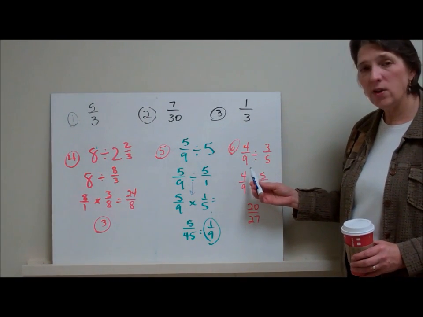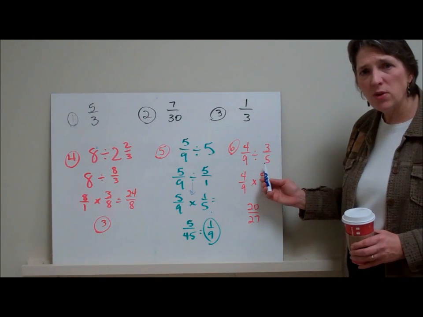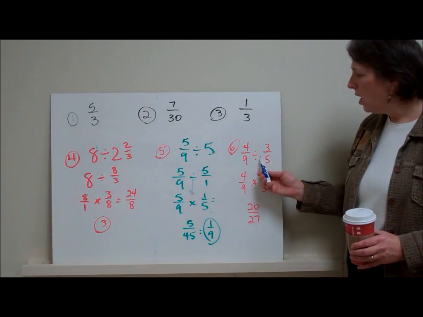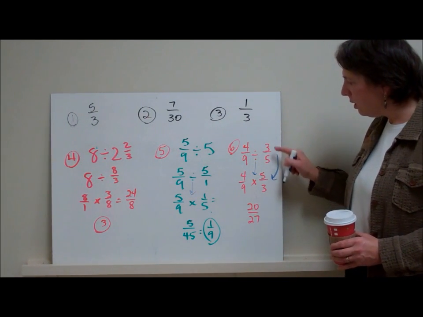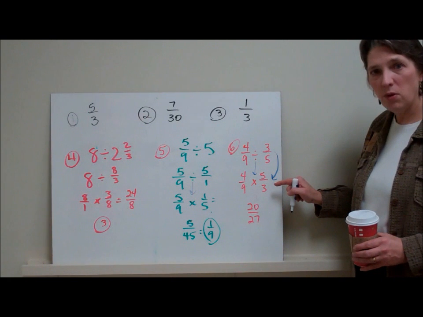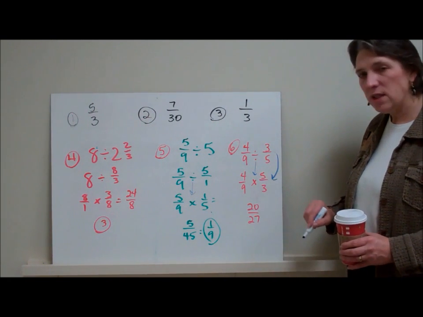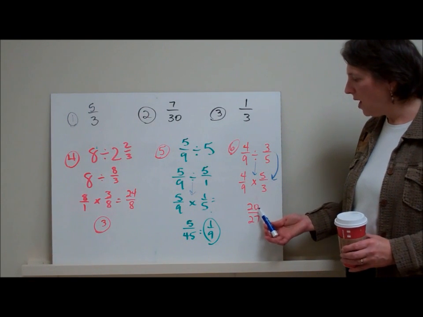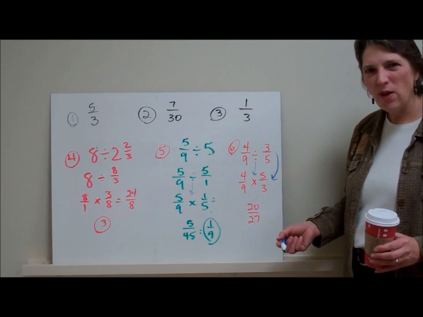Here it's just fractions. 4/9 divided by 3/5. There are no mixed numbers to change to improper fractions, so we change it to multiplication and take the reciprocal of the second number. Got that? Flip it. Then we just do basic multiplication. 4 times 5 is 20. 9 times 3 is 27. I can't simplify that anymore.